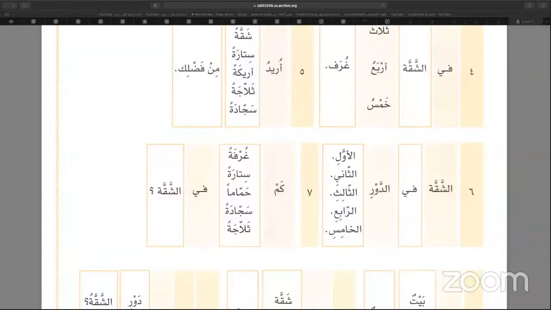الشقة في الدور الثاني. The apartment is in the sixth. Say it again. Sixth floor. الثاني means it's the second. الثاني, the second. Okay? الدور الثاني, which means what? Okay, the second floor. Good. Yep.